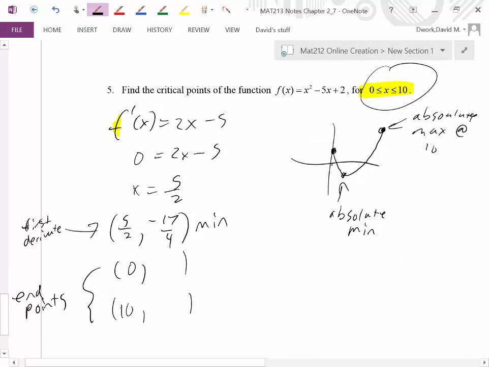So I'm going to substitute in 0, I'm going to substitute in 10. When I substitute in 0, I get out 2. When I substitute in 10, 100 minus 50, so that's 50, 52. And the rule here is we're only going to worry about endpoints if they are absolute. If it's a relative, we ignore it. We're not going to say this is a relative min or relative max, because how do I know? It could be either. So the endpoints, we only worry about them if they're absolute maxes or mins.